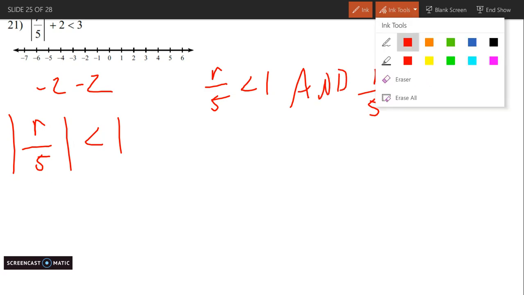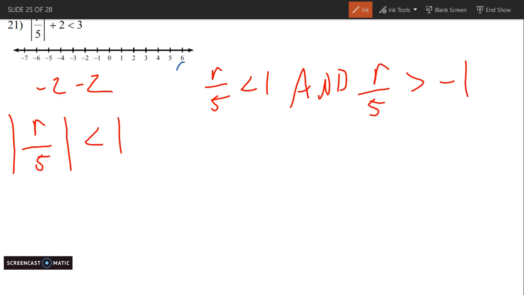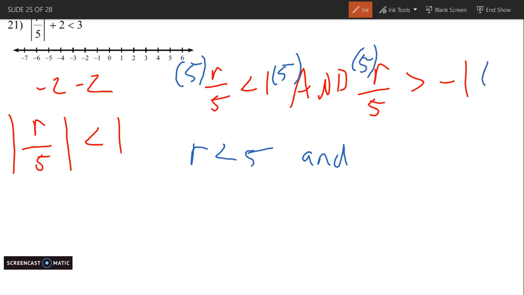We're going to undo this division with multiplication on both sides. That gives us r is less than 5. And same thing over here. We're going to undo division with multiplication again. R is greater than negative 5.